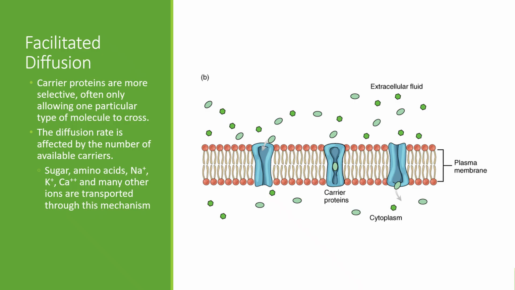So let's take a look at that. You see that you have the outside world of the cell, and your plasma membrane, and then the inside world of the cell, and you have these carrier proteins. Notice that they're only able to fit molecules that have a certain shape. In this case, they pull it in from the outside, it passes through, and it's dumped off on the inside.